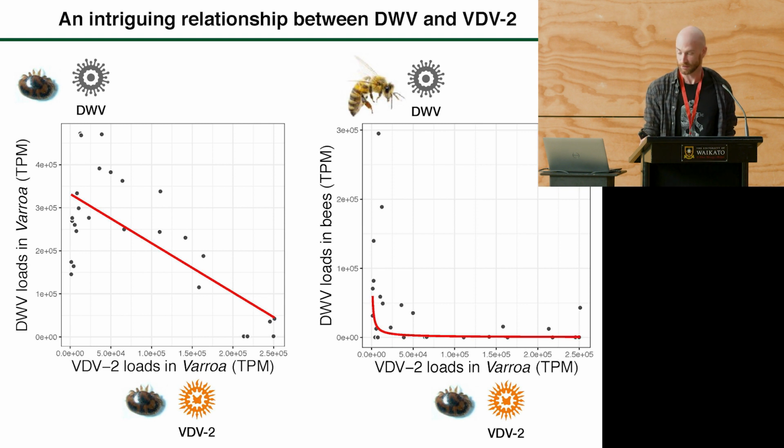And most interestingly for honeybees, whenever you had high VDV2 loads in varroa, you never found high deformed wing virus loads in bees. So that reflects the relationship within varroa with flow-on effects on honeybees. So that's a project that just received some funding from Marsden, which I'm really happy about, studying the viral interactions within varroa, especially in this case between VDV2 and deformed wing virus, and how that affects viral loads, deformed wing virus loads in bees, and ultimately colony fitness.